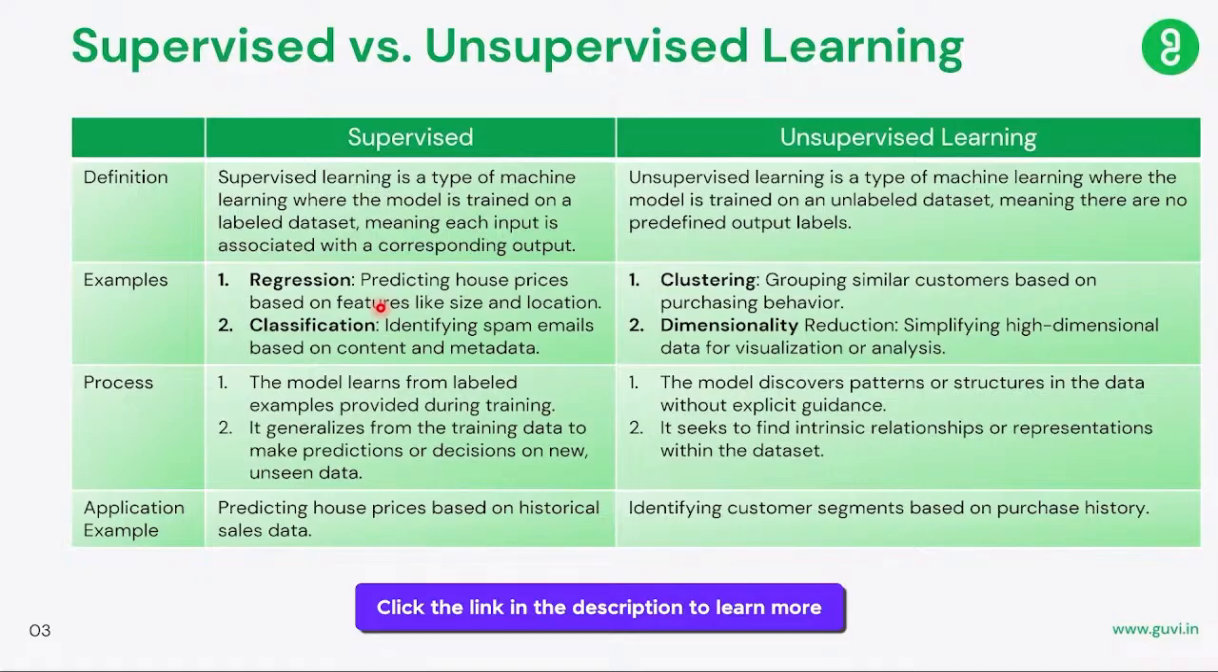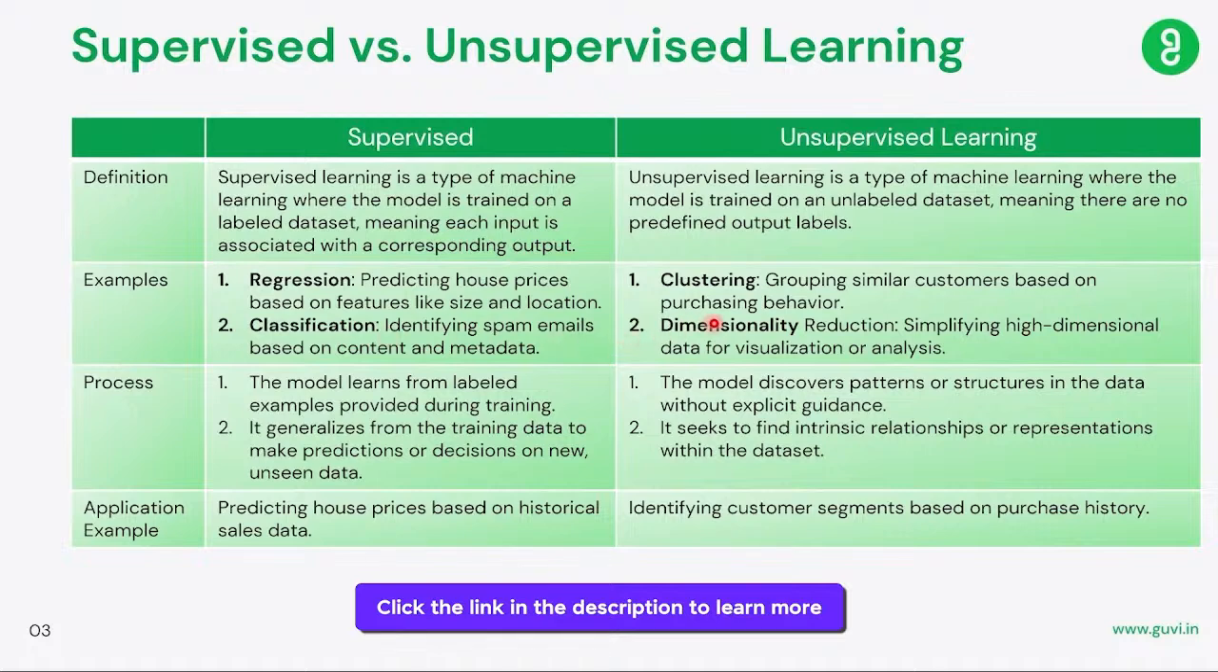For instance, we could predict the house prices based on features like size, location, and various different attributes. What is the price of that house given these attributes? For an example of classification, we can assign inputs to predefined categories. We could identify a spam email based on its content and metadata.